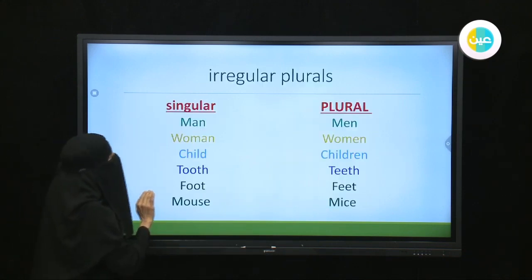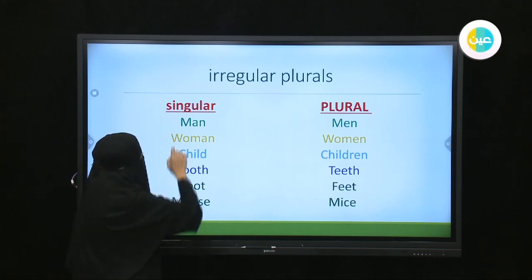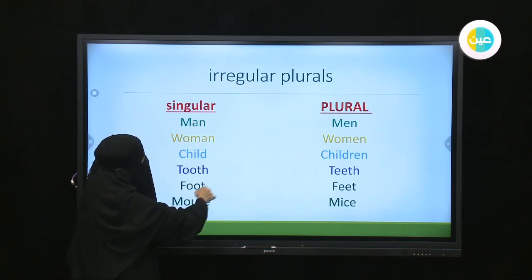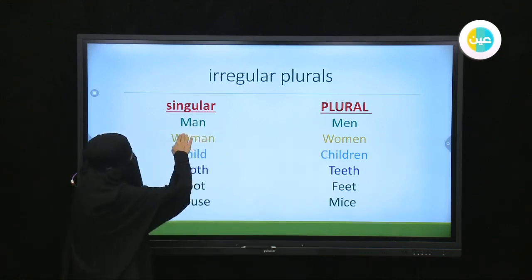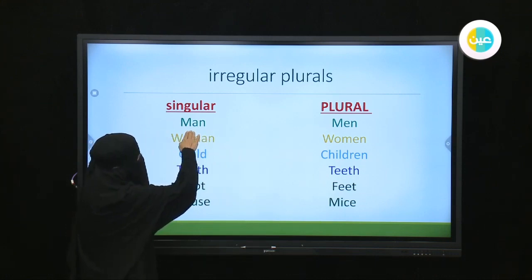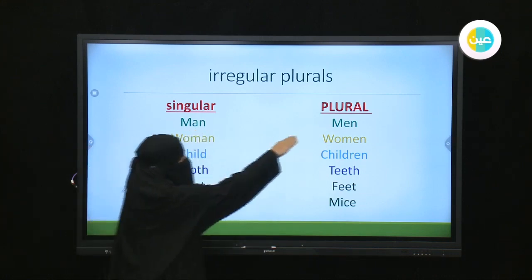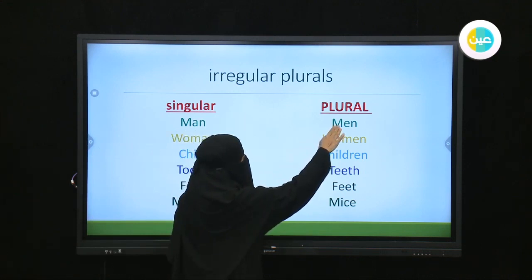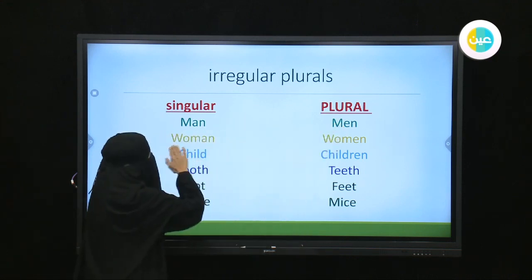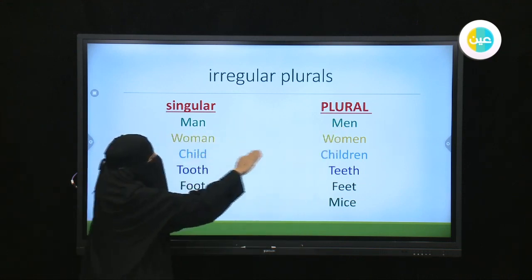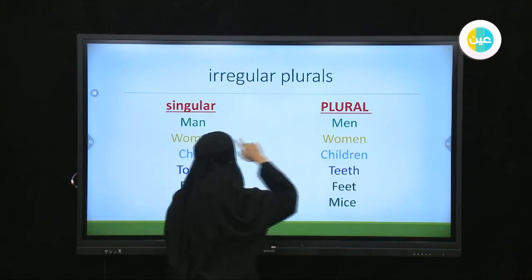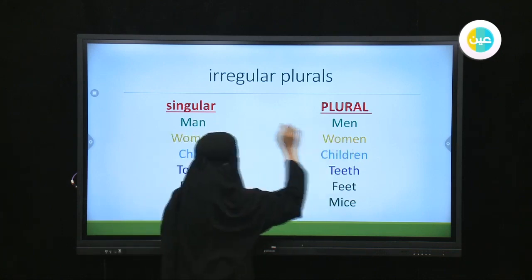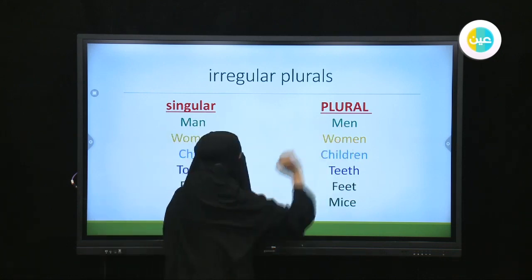Let's look at the irregular plurals one more time. So I have here the singular words, and then here I have them in the plural form. Okay? So number 1, man. In the singular form, it's man. In the plural form, it's men, men. Women, women. In the plural form, it's women, women. I change the A into E. I change here also the A into E.